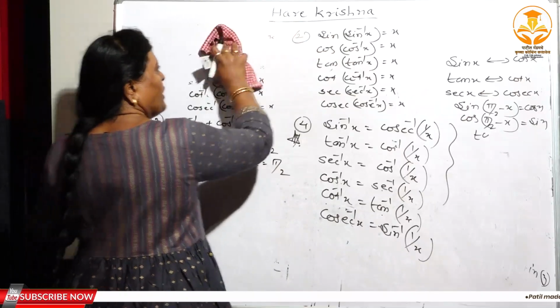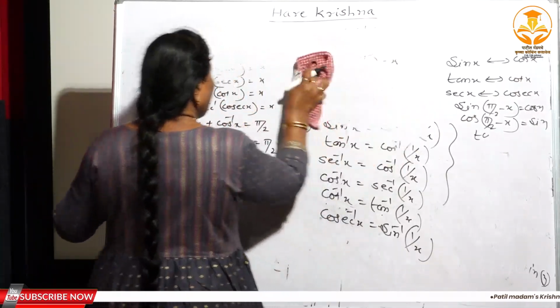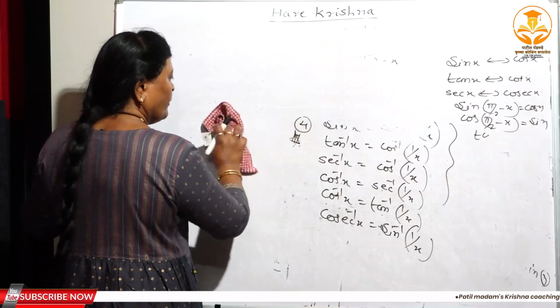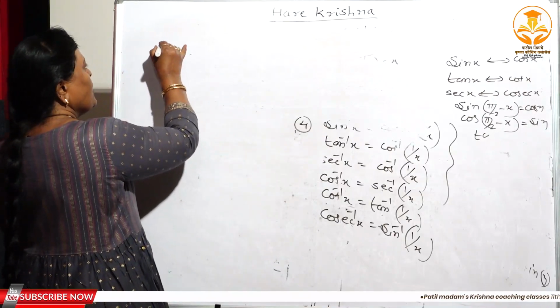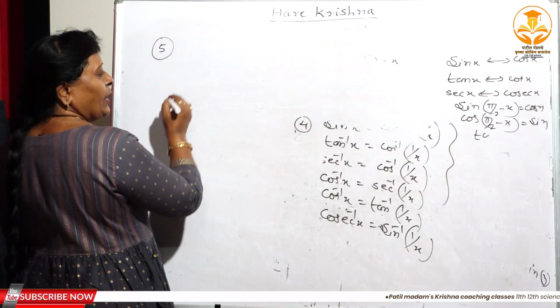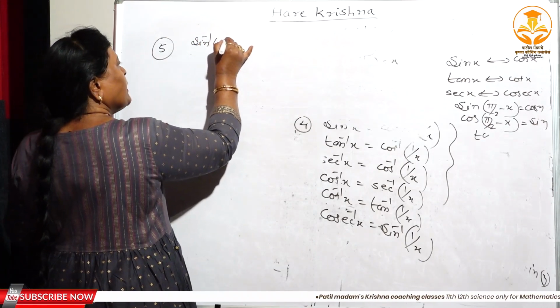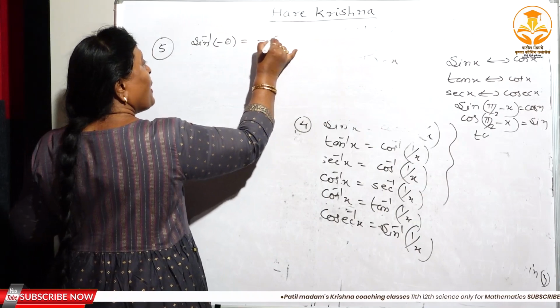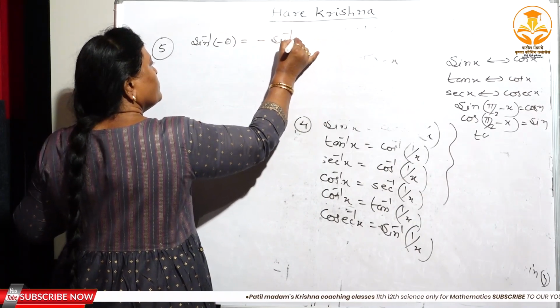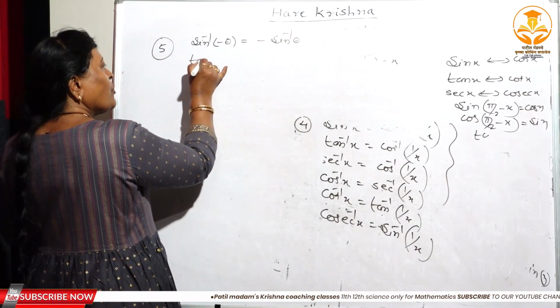Now see the fifth one here. Fifth bunch. See. These are the very, very important formulas. See the fifth bunch here, that is sin inverse of minus theta. You can write as a minus sin inverse of theta, right? Tan inverse of minus theta.